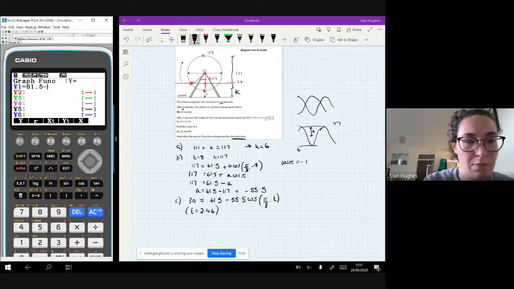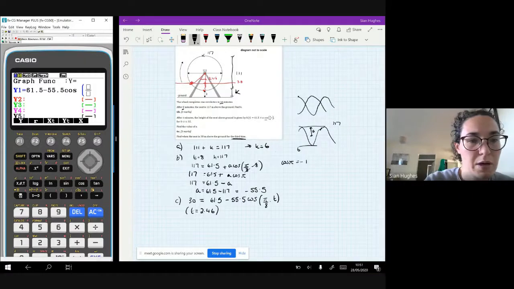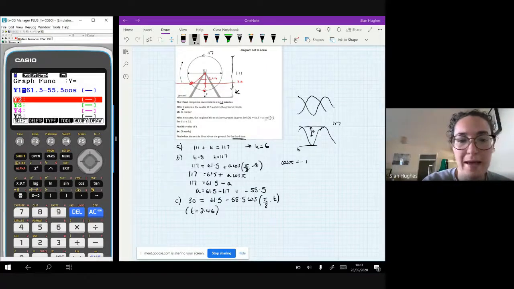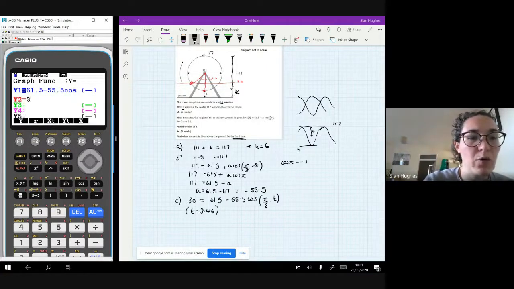61.5 minus 55.5 cos pi over 8 times x. And again, we're using x's because the calculator's default is x. And we're also going to want to see a height of 30.